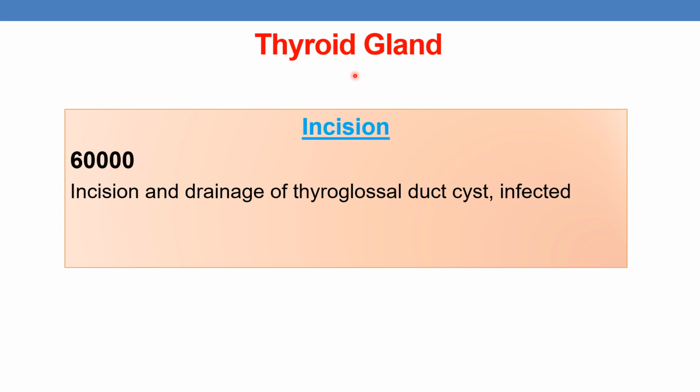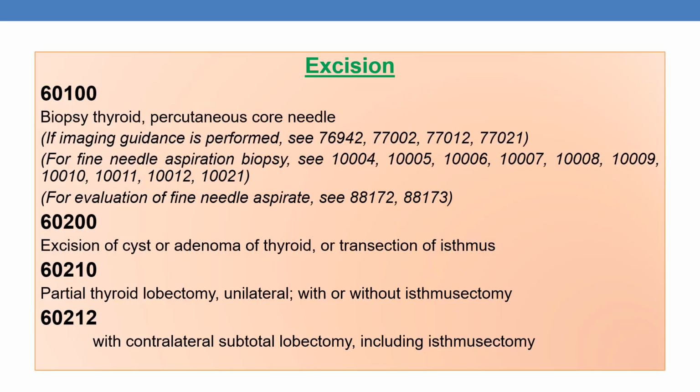Now coming to CPTs of the thyroid gland. The first one is incision, which is given by 60000: incision and drainage of thyroglossal duct cyst, infected. Now coming to the excision CPTs, the first one is 60100. It is given for biopsy thyroid, percutaneous core needle.